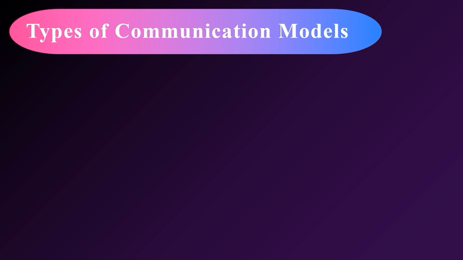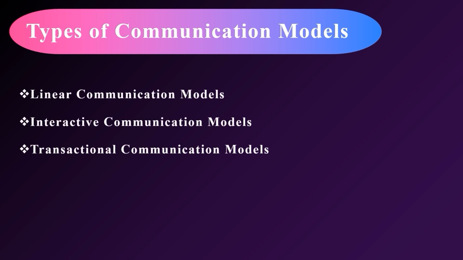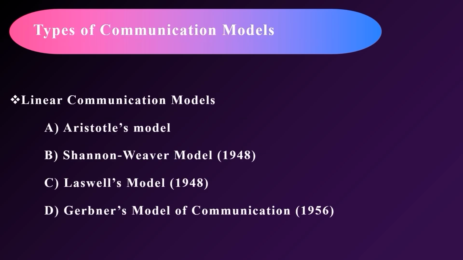Types of communication models. Communication models can be classified into three main types. They are linear communication models. Linear models view communication as a one-way process where the sender transmits a message to the receiver without expecting an immediate response. Mass communication such as television and radio broadcasting, or public speeches falls under this category, such as Aristotle's model, Shannon-Weaver model, Lasswell model, Gerbner's model, etc.